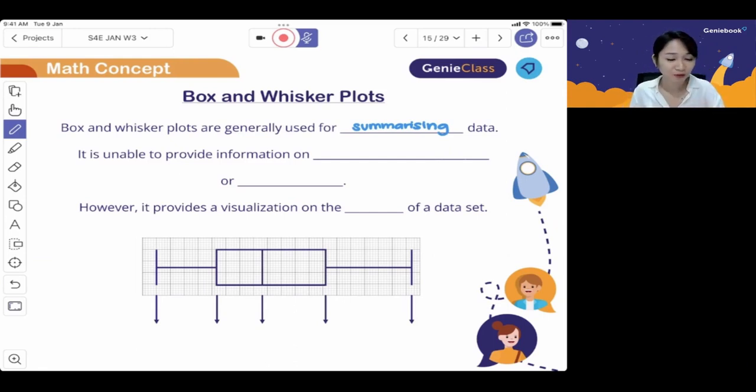So what do you guys think? When we have a cumulative frequency curve, or when we have a set of discrete data, then we have very specific values. We can say, oh, this student got this score, that student got that score, right? But when we are summarizing data, we won't have the exact values.